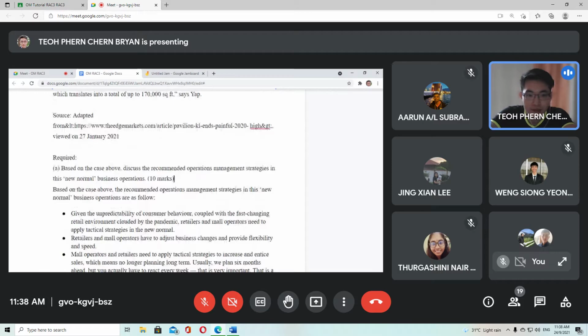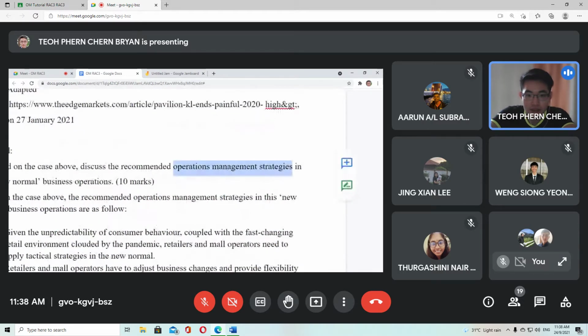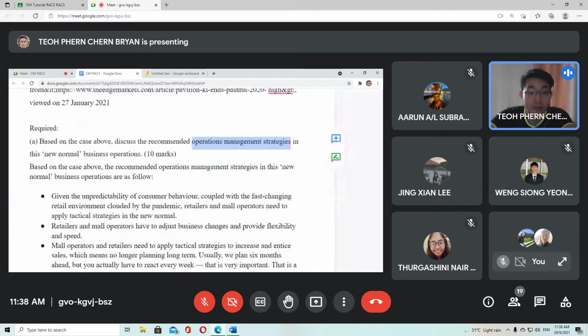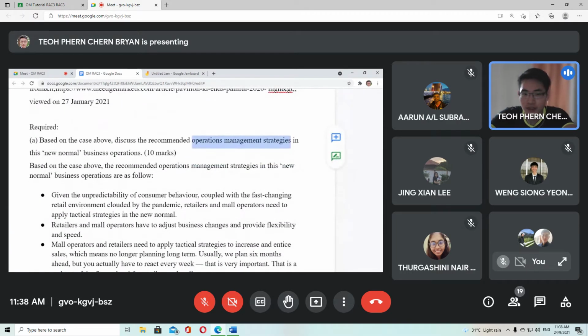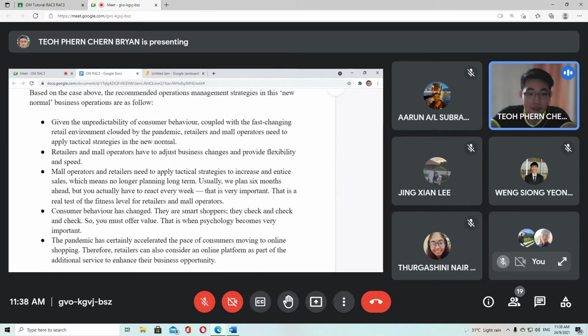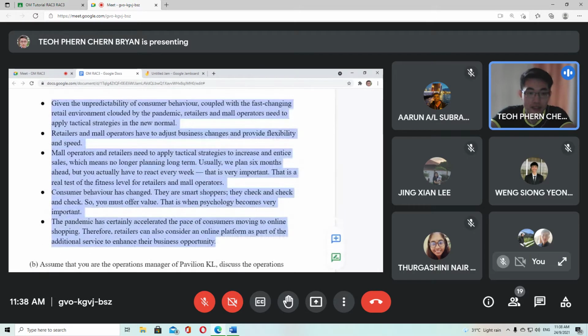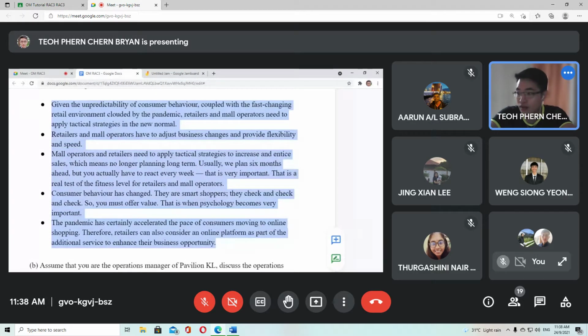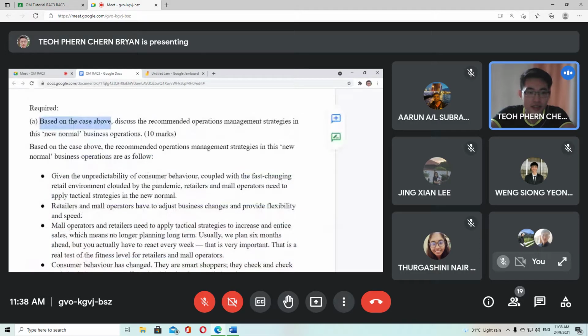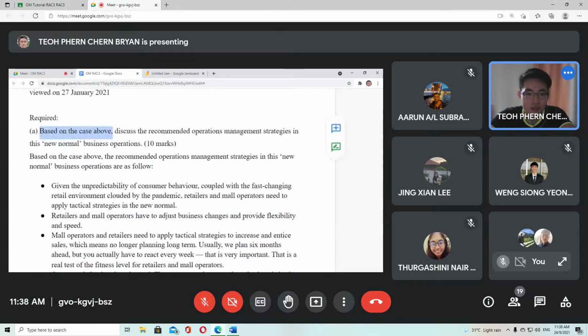Okay, see the question. Operations management strategy, a very popular question. I told you all before, Mr. Taylor likes to ask this question. So if you see this question in the exam, go back to the case and extract out all the answers. Then it's very safe, because the question says, based on the case above. So you must take your points completely.